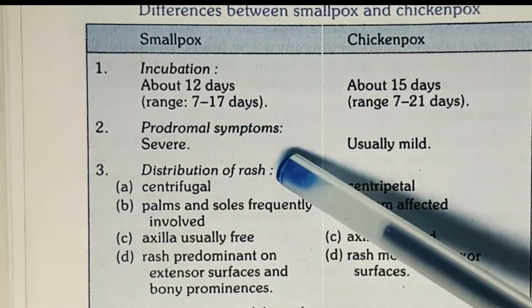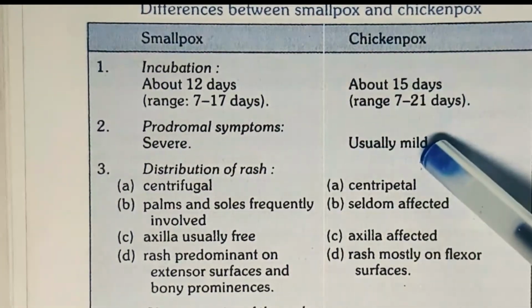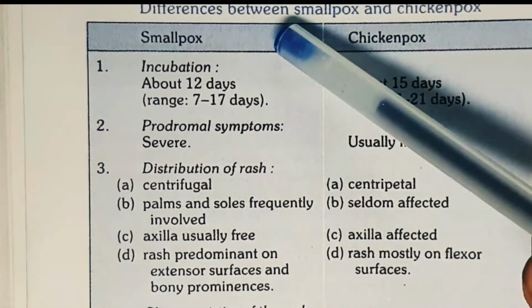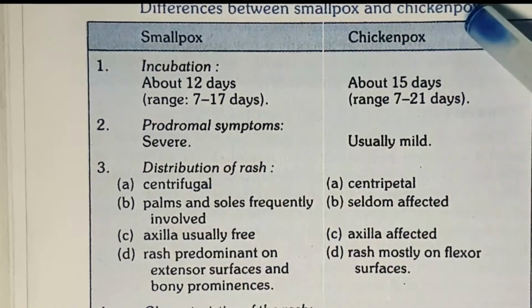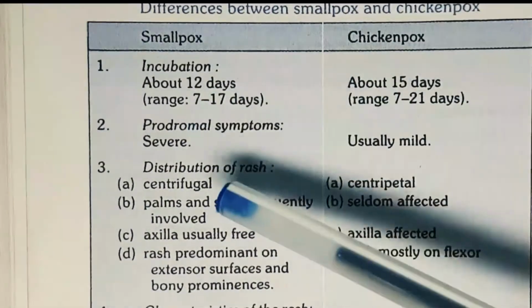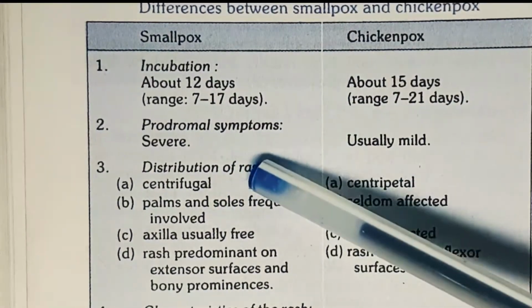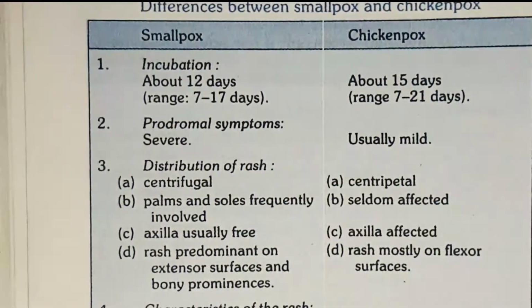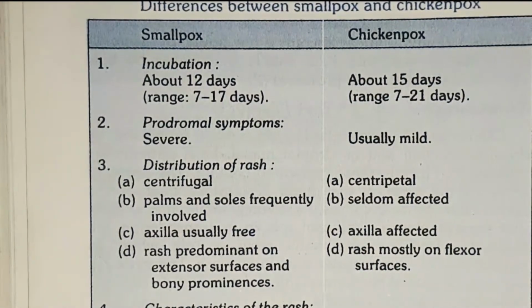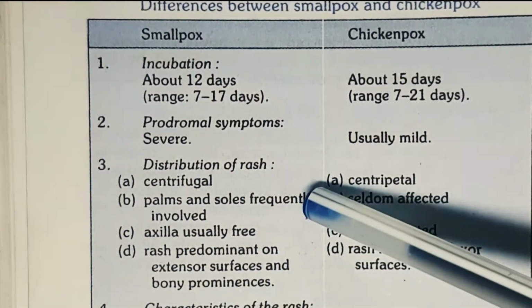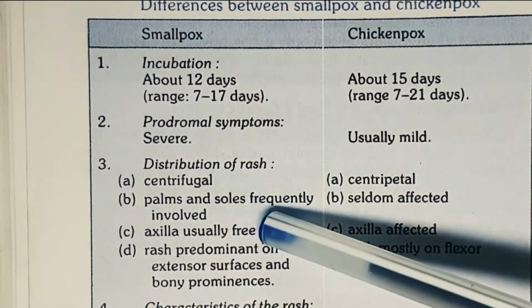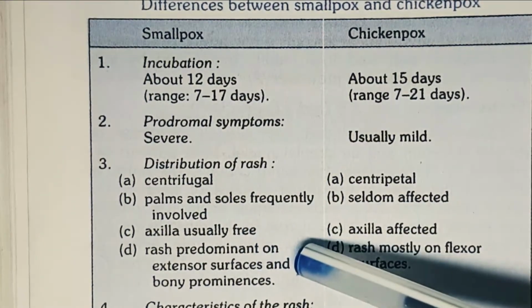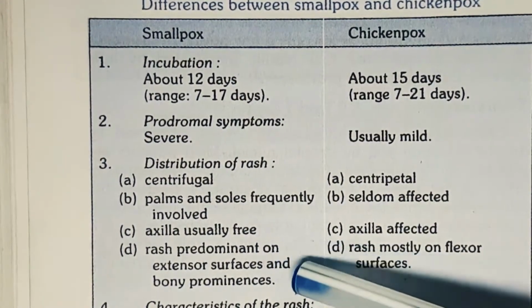Distribution of rash. Rash plays a major difference between smallpox and chickenpox. Smallpox has already been eradicated, while chickenpox is present in this era. In smallpox the rash is centrifugal. Centrifugal means first it affects the face and the arms, then it enters into the trunk and the extremities like legs. Palms and soles are frequently involved. Axilla and mucosal surfaces are free. Rashes are predominant on the external surfaces and bony prominences. These are the features of smallpox.